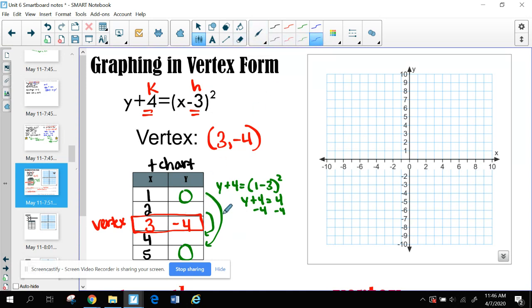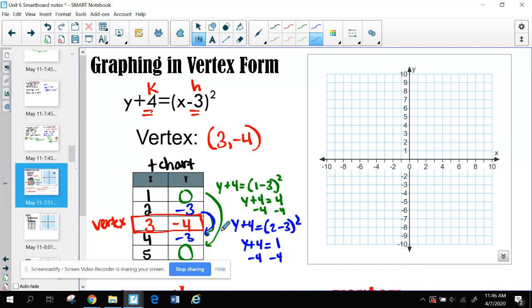Okay, and then I'm going to substitute in 2. So I have y plus 4 equals 2 minus 3 squared. 2 minus 3 is -1. -1 squared is 1, and then I'm subtracting 4 over. So 1 minus 4 gives me -3. That has to be true for both of these because there's symmetry.